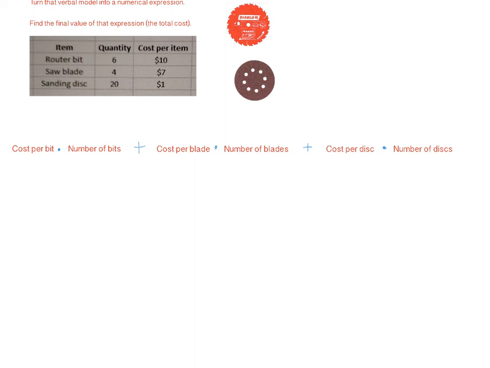So now let's fill in some information. How much is a bit? Well, it's $10, right? Times, how many router bits do they need to buy? 6. Now we need to add to that, what's the cost per blade? $7. Times, how many blades were they going to buy? 4. And then lastly, the cost per sanding disc was $1 times the number of discs that they needed, which was what? 20, just like that.